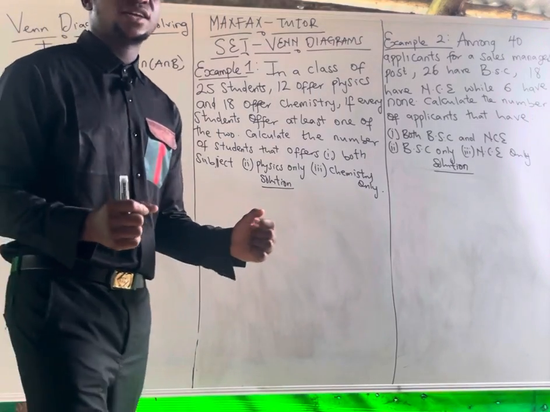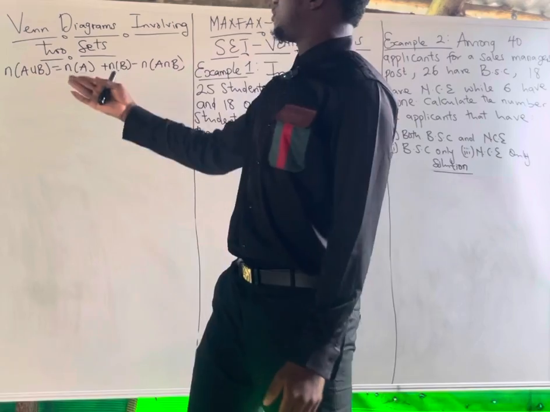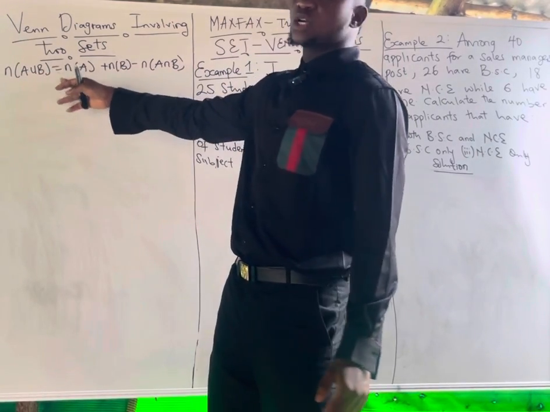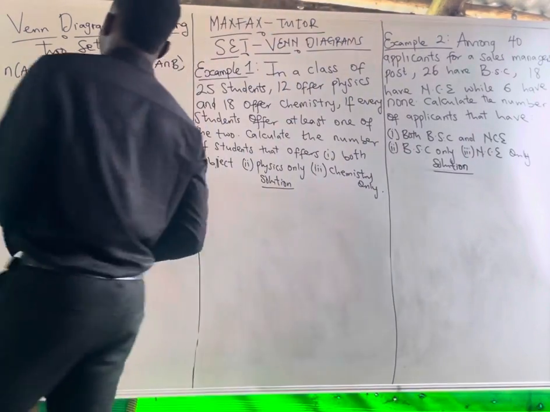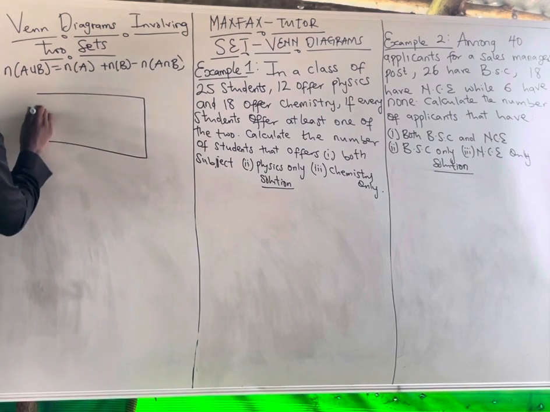Let us say that we have two sets A and B. Then the general formula for these two sets A and B is this: N(A union B) is equal to N(A) plus N(B) minus N(A intersection B). Then guys, diagrammatically, we can represent it as this.